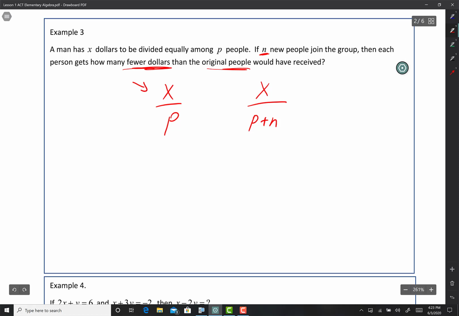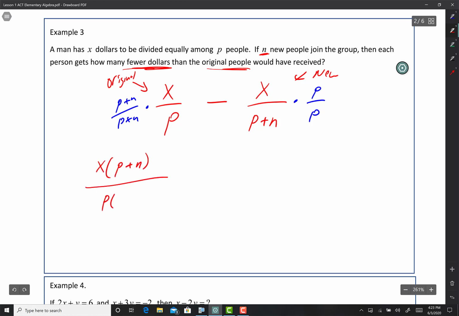Well, this is the original. And this is the new. So if I want to know how many fewer dollars I get, I'm going to subtract that, guys. To subtract that, I need to find a common denominator. So I'm going to multiply this one by P over P, and I'm going to multiply this one by P plus N over P plus N. So when I do that, let's see what I get. X times P plus N over P plus N minus XP over P plus N.